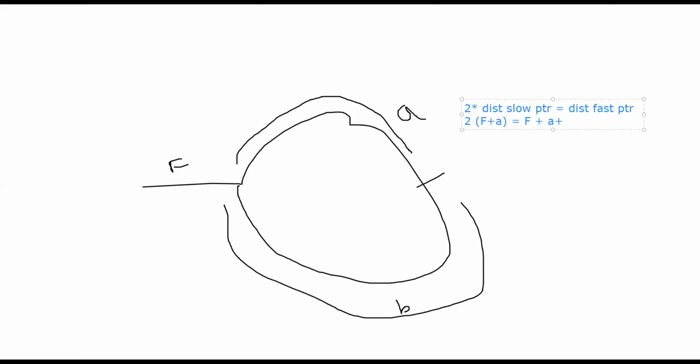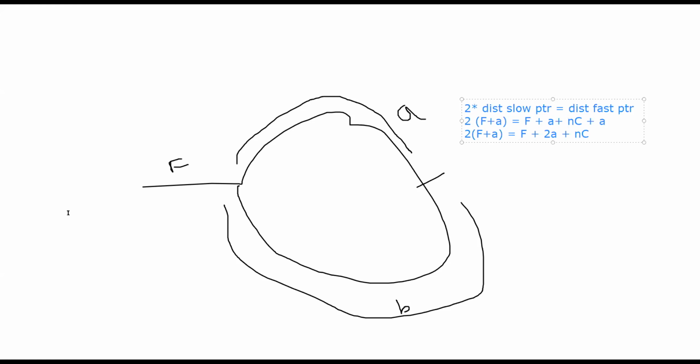Sorry, it won't be A plus B, it will be 2A. And C, because C is the circle, and then plus A. So it will be 2F plus 2A, as you said. Sorry, what is N? I'll explain that. N is the number of cycles if it keeps going around the cycle. So it is 2A plus NC.